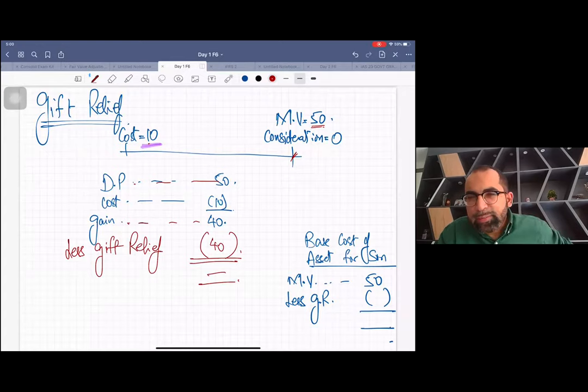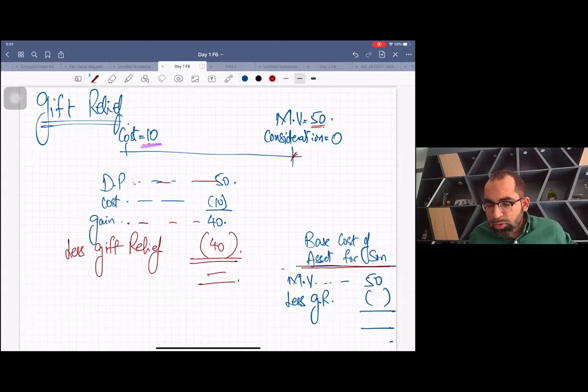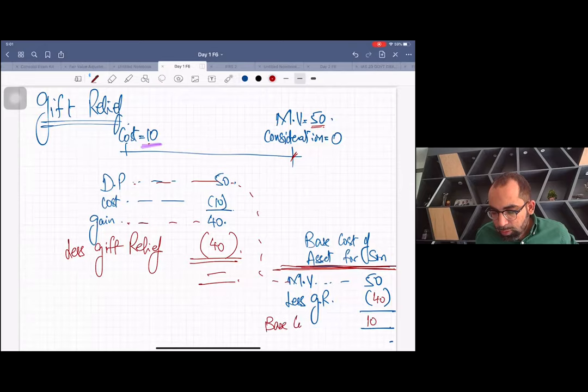Now the question is, sir, is this gain forgiven for good? No. It's just a deferral. Son needs to pay tax in future. So now we need to calculate the base cost of the asset for son. Listen, son got the asset with market value of 50, less how much is the gift relief? 40. So the base cost of the asset for son is 10.